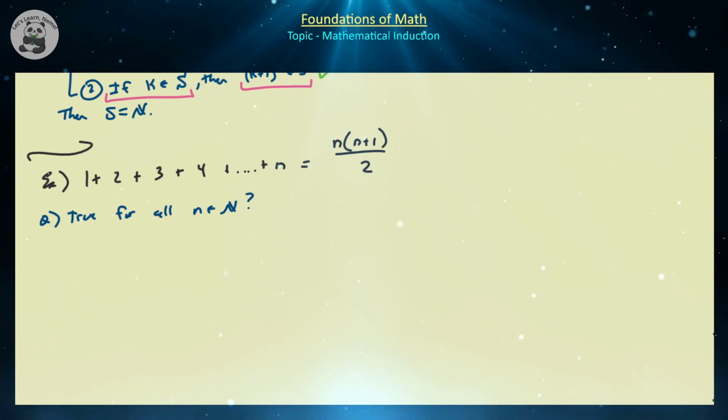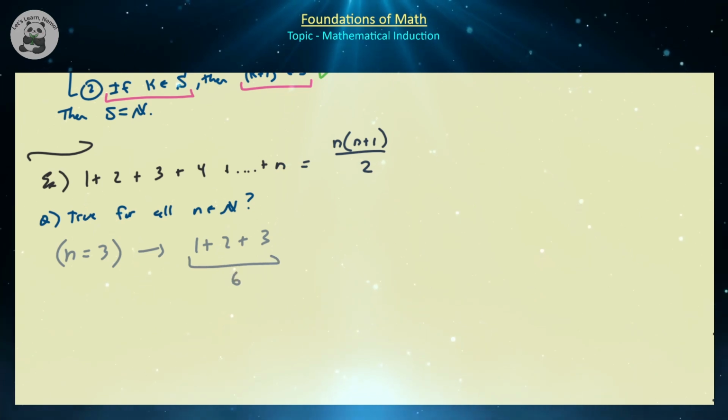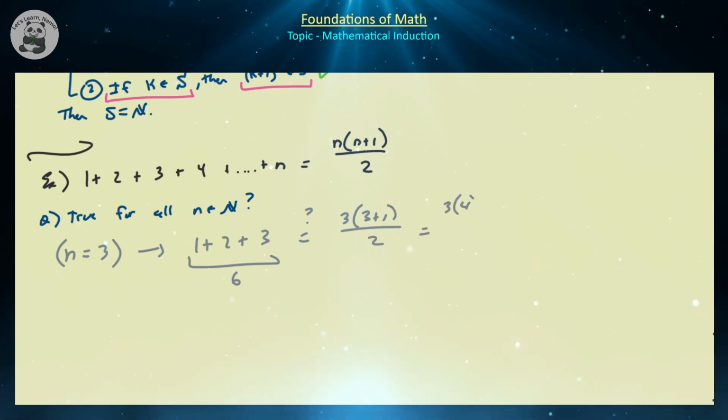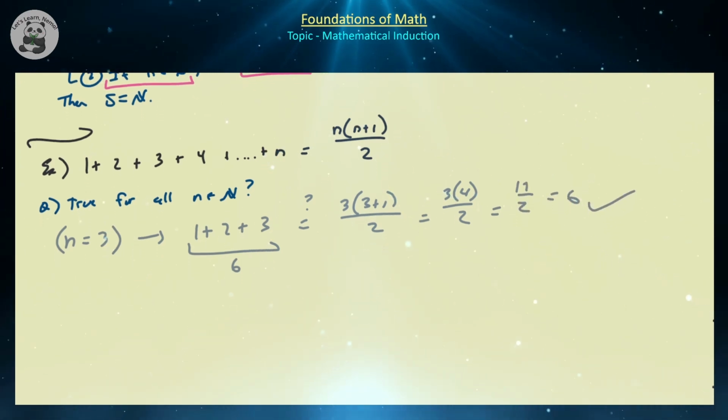So let's just try a couple examples. For example, n is equal to 3. So when n is equal to 3, what do we have? We have 1 plus 2 plus 3, right? So that's obviously equal to 6. So we want to know, is this equal to 3 times 3 plus 1 divided by 2? Well, that's just going to be 3 times 4 divided by 2, which is 12 divided by 2, which is equal to 6. So it's obviously true because 6 is equal to 6.